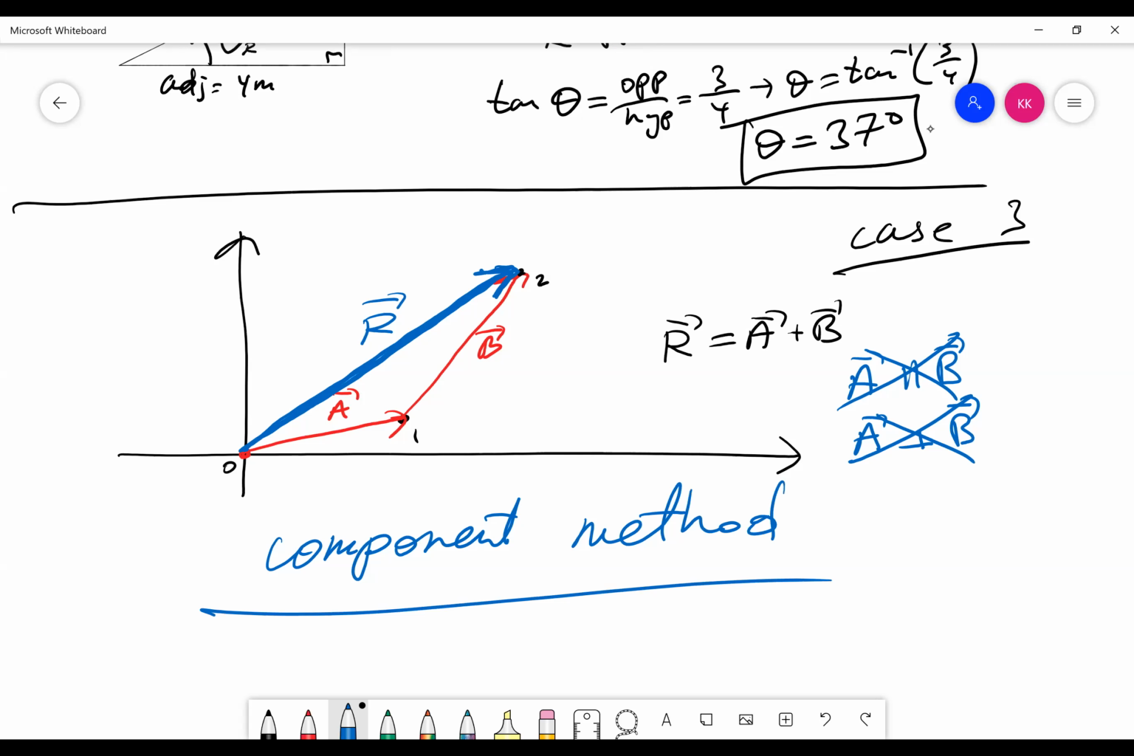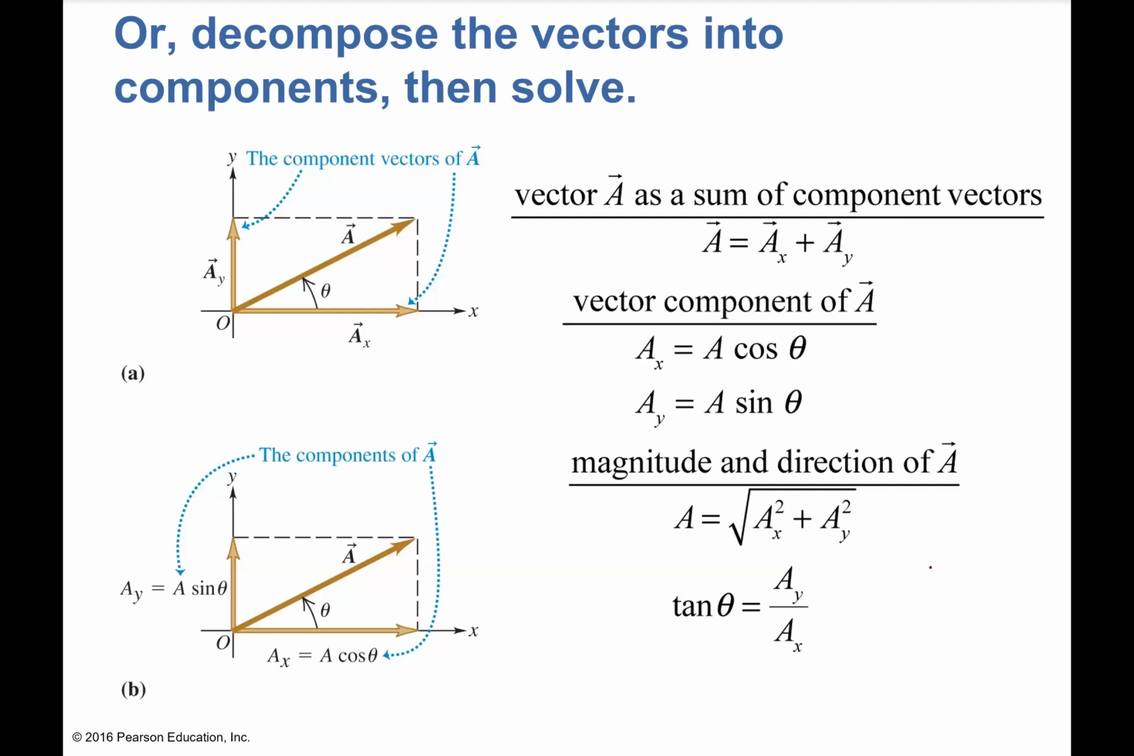All right, so this is what we call a component method. Now let's see, what is component method? So I think here's where we can stop and go back to the slides and just continue from there. All right, so this is what we're gonna do.